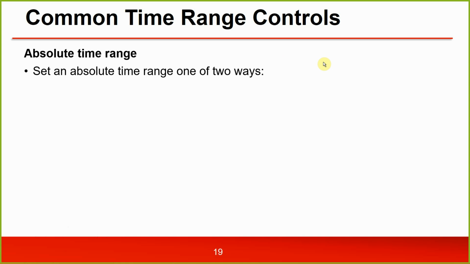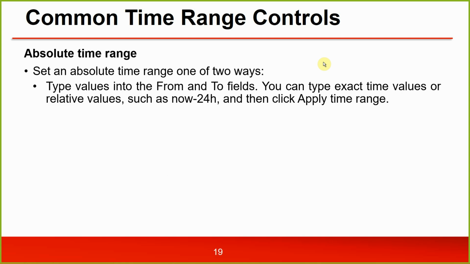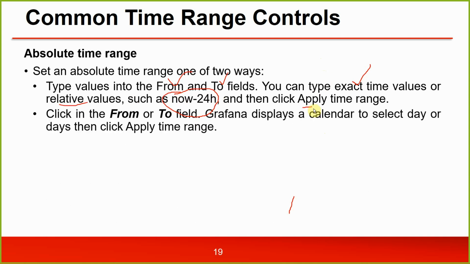An absolute time range can also be specified in one of two ways. One is to type the value into the from and to fields. You can type exact time values or relative values, such as now-24h. Then click apply time range. The other is to click on the from and to fields, and Grafana displays a calendar to select the day and then apply.